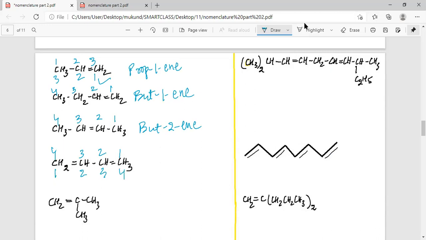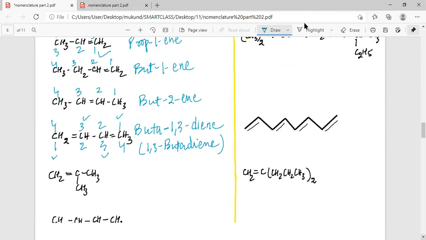So the double bond falls either way, whether you go left to right or right to left. We will have a double bond on the first carbon and third carbon, again first carbon and third carbon, and we call it buta-1,3-diene. Sometimes we also write it as 1,3-butadiene. Both the names are considered to be correct names.